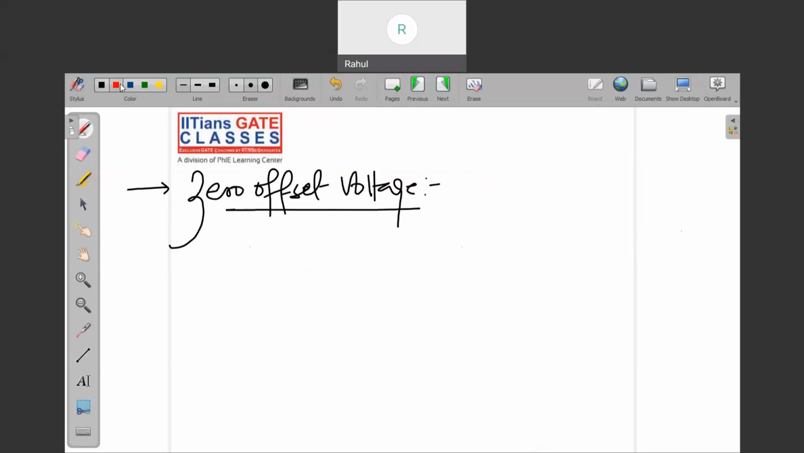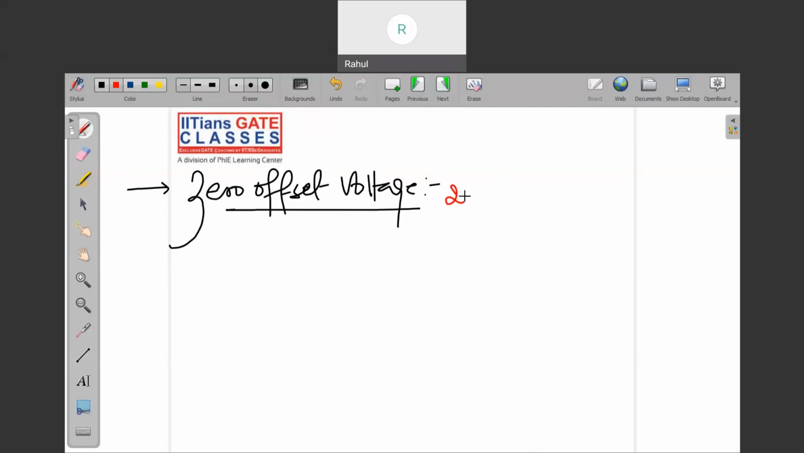What is the meaning of zero offset voltage? It means that there should be no output if no input is given. Remember, if there is no input to the op-amp, there should not be any output. So that is known as zero offset voltage.